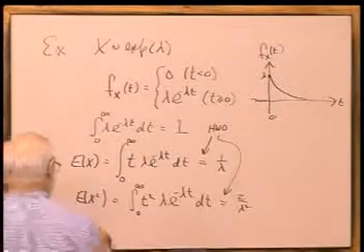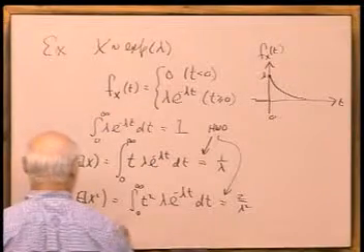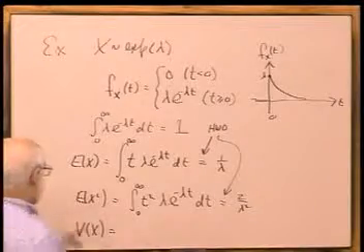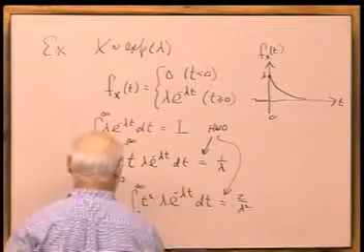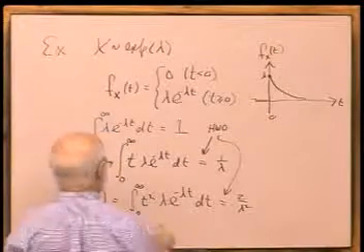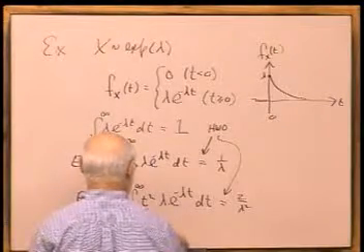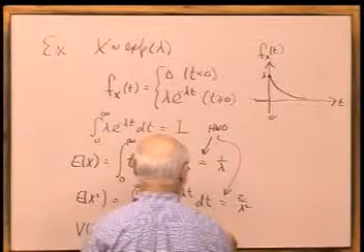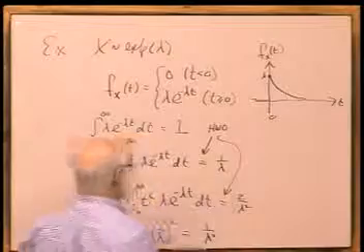So what's the variance? The variance is equal to the difference between the second moment, 2 over lambda squared, and the first moment squared, 1 over lambda squared. And so the answer is 1 over lambda squared.